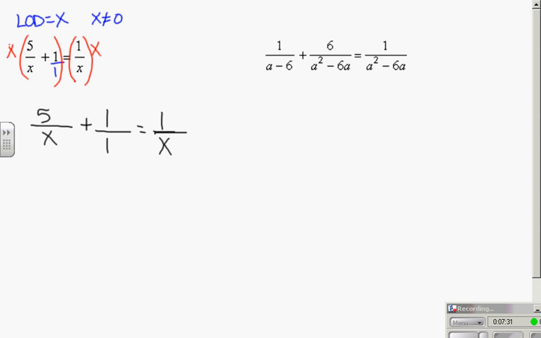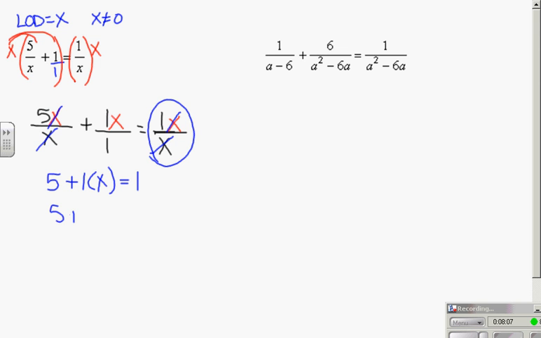There's my original. And if I think about how this gets distributed, I'm going to have an x in each numerator. When I cancel, x and x cancel. Nothing cancels in the second piece. X and x cancel. And I'm left with 5 plus 1 times x equals 1. Now this is a key place where I want you to be aware of that 1. The temptation is if you cancel both pieces to have 0. It disappears. But remember, a number divided by itself is 1. So here I have 5 plus x equals 1.